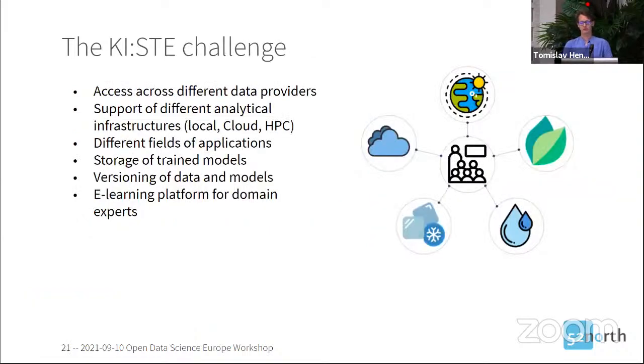The challenge of the KISSA project is also access across different data providers. So every application has different data sources. And we'd also like to support different analytical infrastructures, so being able to use it locally, in the cloud, but also on the high performance computing cluster in Jülich here. Especially in the different fields of applications, what you see on the right hand side: cloud prediction, snow and ice prediction, water quality and water resources, up to rainfall, which goes into vegetation aspects, the health of plants, and goes all the way up into the atmosphere.